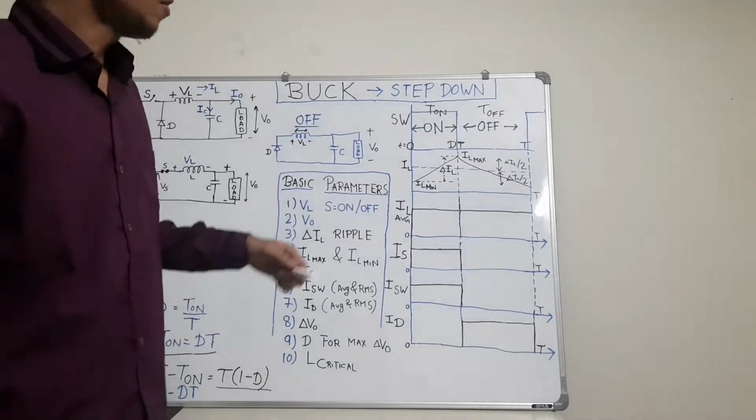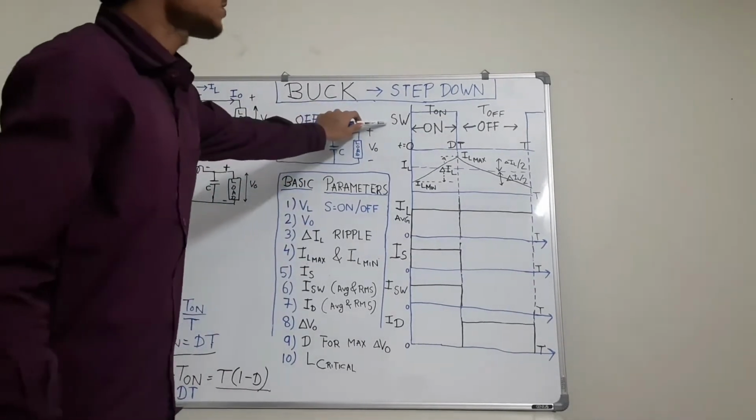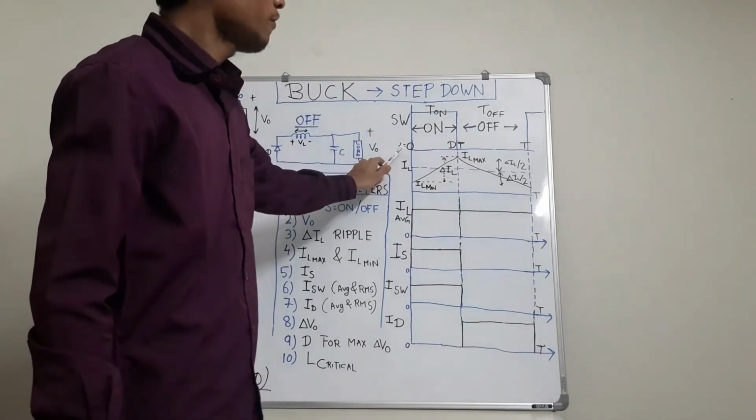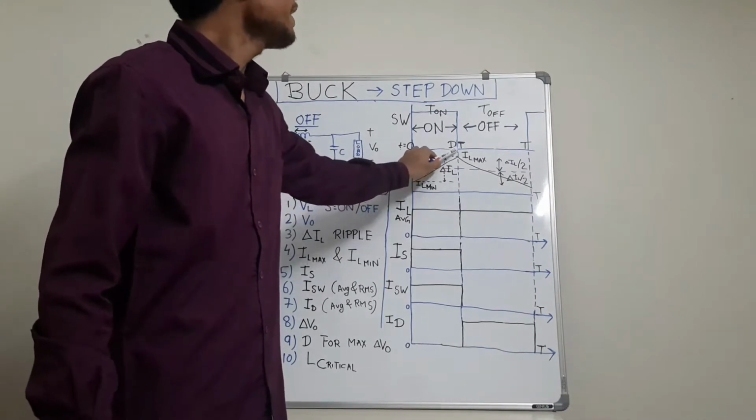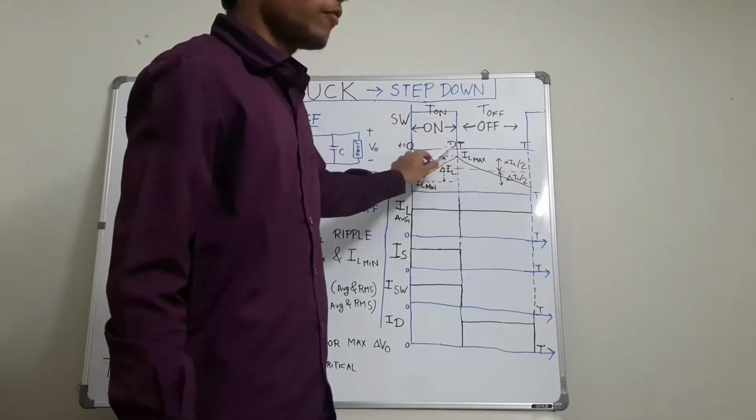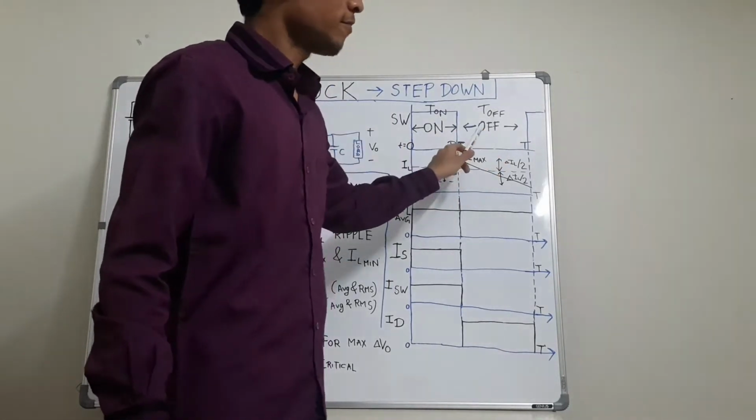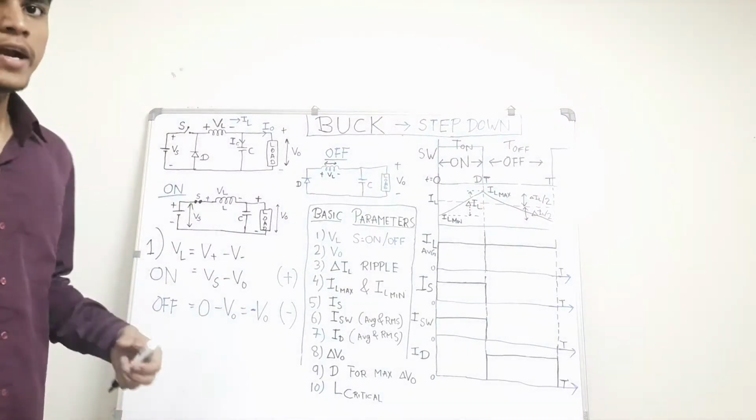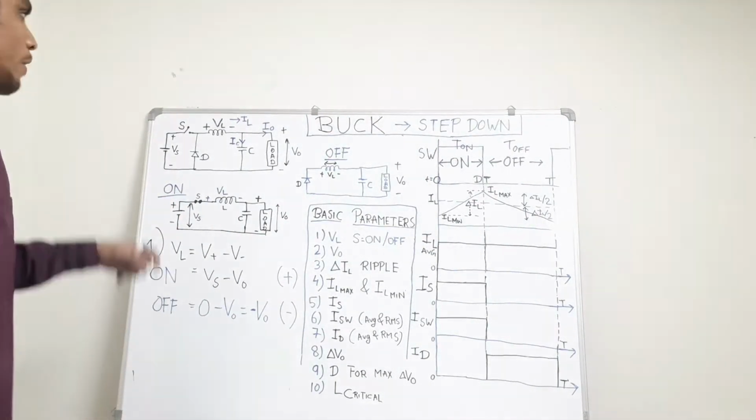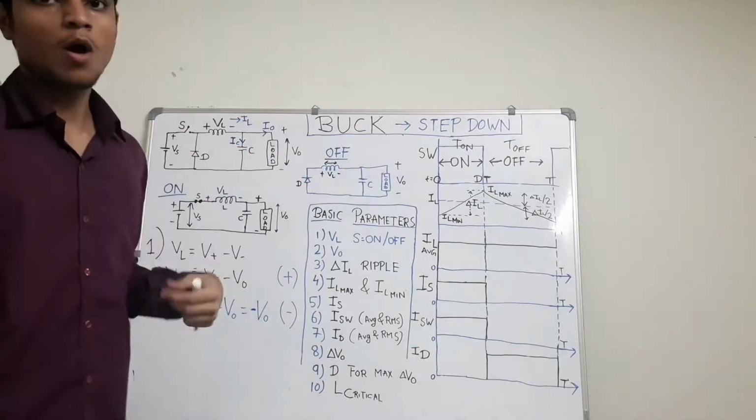Let's see the waveform. So this is the switch. Whenever it gets on, it is on for the period t equals 0 to t equals DT, and it gets off for the period DT to T, that is the off time. Here we have divided the circuit of the buck converter into two parts: when the switch is on, and second, when the switch is off.